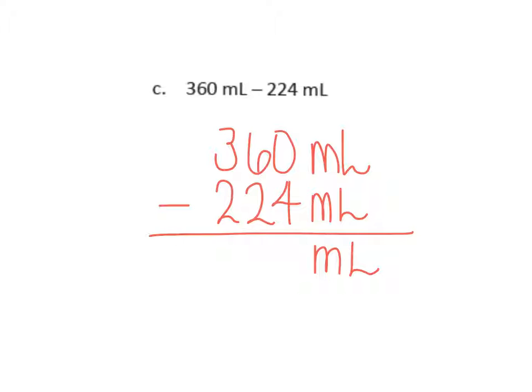So if I take a look at the ones, I have 0 minus 4. I know I can't do that, so I have to borrow from the 6, which becomes a 5. I'm going to bring back a 10, so I have 10 minus 4, which is 6, 5 minus 2, which is 3, and 3 minus 2 is 1. My answer is 136 milliliters.